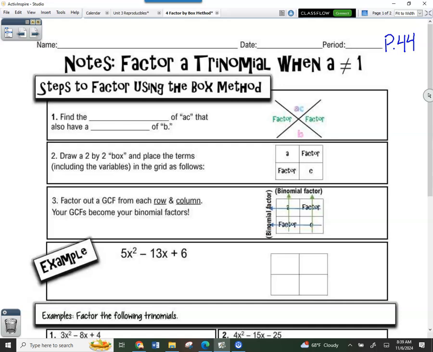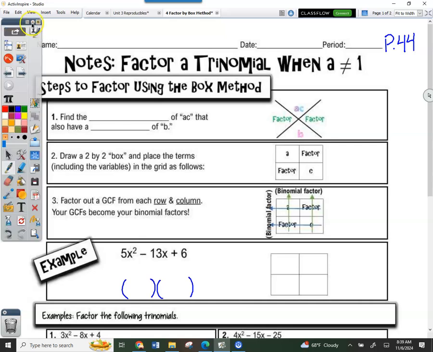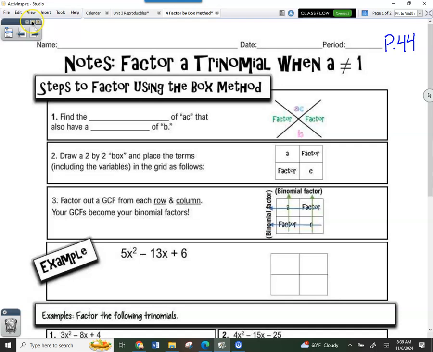If you recall from yesterday, we're taking a trinomial, and the goal is to get it down to, you don't have to write that yet, but the goal is to get it down to a binomial times a binomial, right? This is the goal. We're going to do that by using what's called the box method to organize our work. First, it starts out like what we did yesterday. Find the factors of A times C that also have a sum of B. So they have to multiply to give you A times C, and they have to add to give you B.